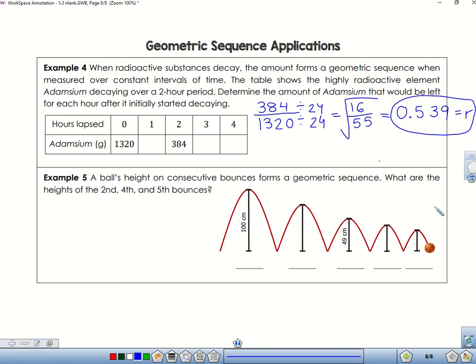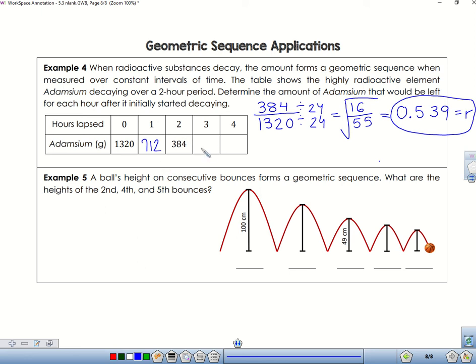So now that we have that amount, we are going to multiply this number by it. So 1,320 times 0.539 comes out to be approximately... Everybody who tried it get that?